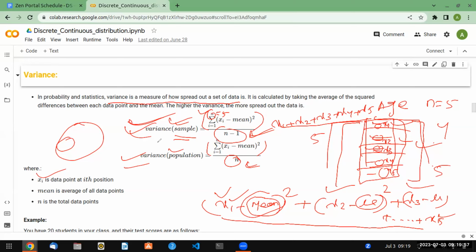Excuse me, sir, how can we know whether it is sample or population data? Yeah, you'll get to know. That will be given to you in the question. The simple answer would be that the greater number would be the population and the smaller number will be the sample.